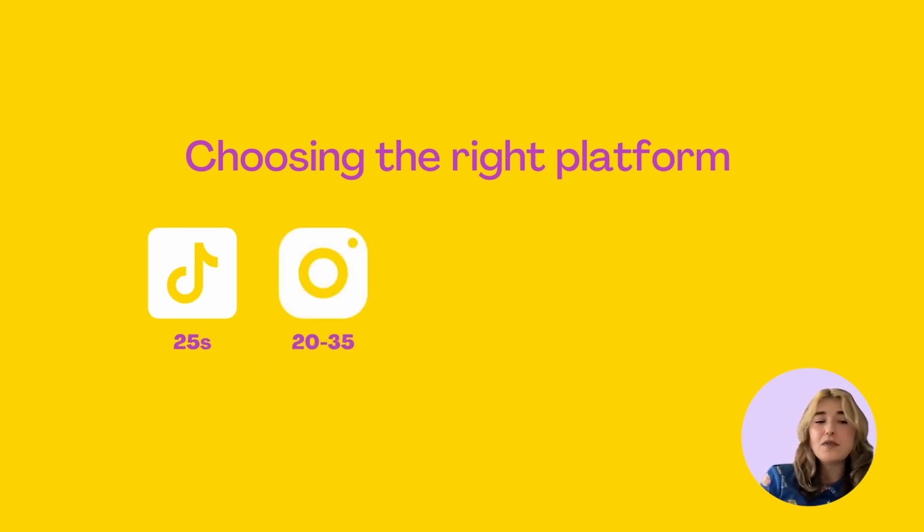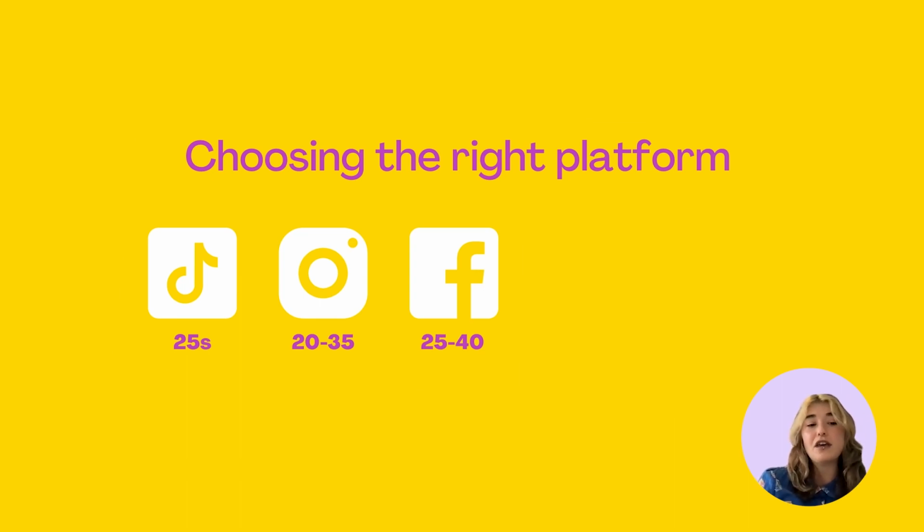Instagram, so 20 to 35s. Again, not too produced like TikTok, but you can be a little more polished here. User creators tend to live here like bloggers, creatives, and small business owners. Facebook, so generally 25 to 40. So more produced, more polished, and as we start to see bigger brands, they'll advertise and live here as well.